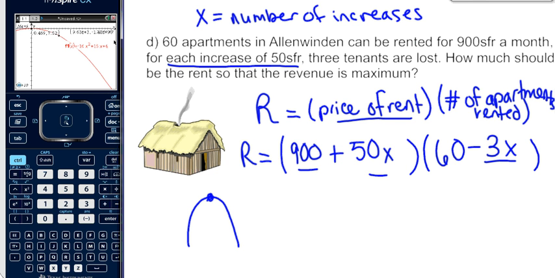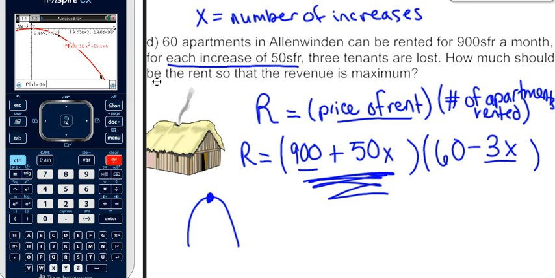And we want to know how much should the rent be so that the revenue is a maximum. So our revenue is going to be maximized at the vertex of that parabola because a is negative, because the parabola is opening downwards. Okay, so we want to know how much should we charge for rent. In order to find that, basically we want to know this value, 900 plus 50x. So we need to know x. So we could multiply this all out. I think really the fastest method is to just graph it. You could FOIL them, get your quadratic function in standard form, and do negative b over 2a to find x. Or you could just simply enter it in as your function of your graph.